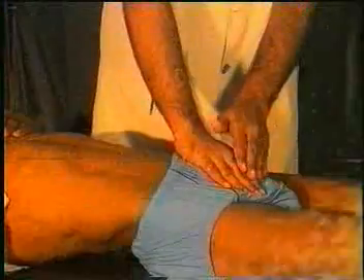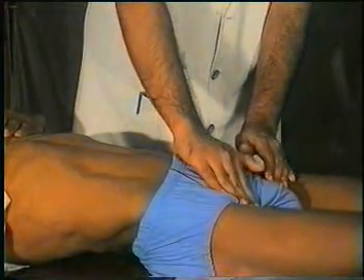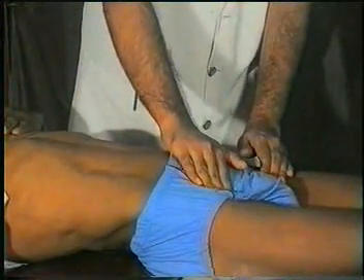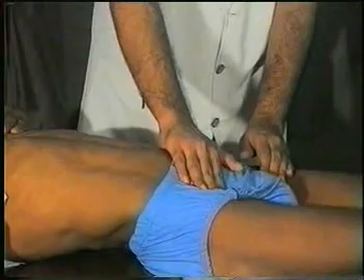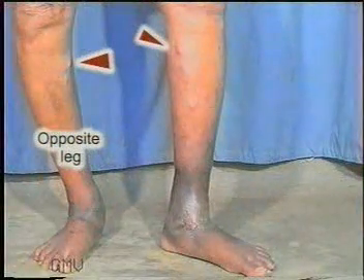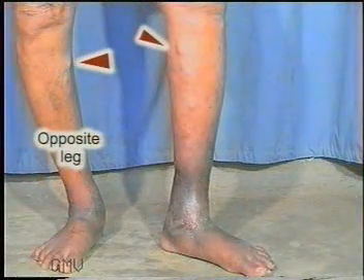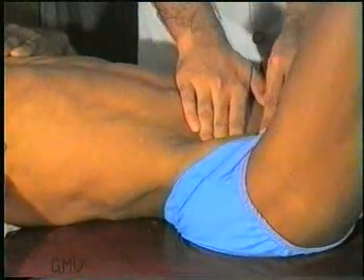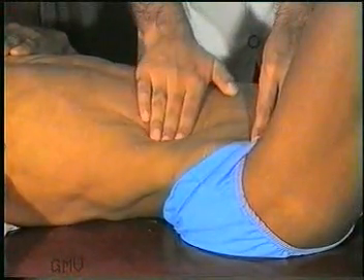Next, palpate the inguinal lymph nodes, which may be enlarged with varicose ulcers and deep vein thrombosis. Examine the opposite leg for varicose veins. Palpate the abdomen for any lump pressing on the pelvic veins.